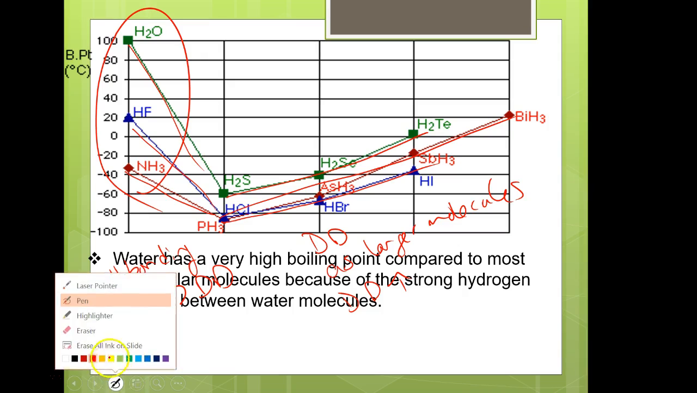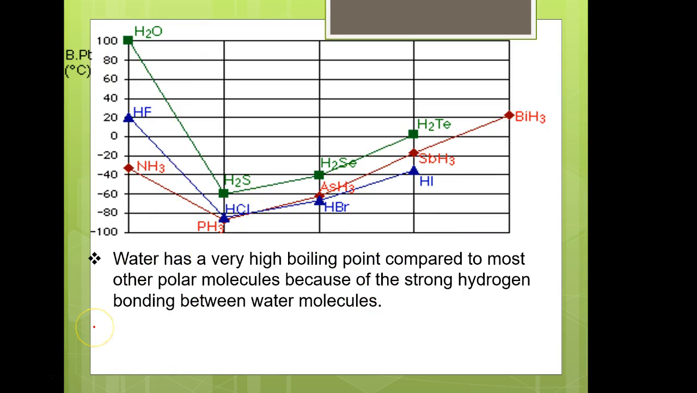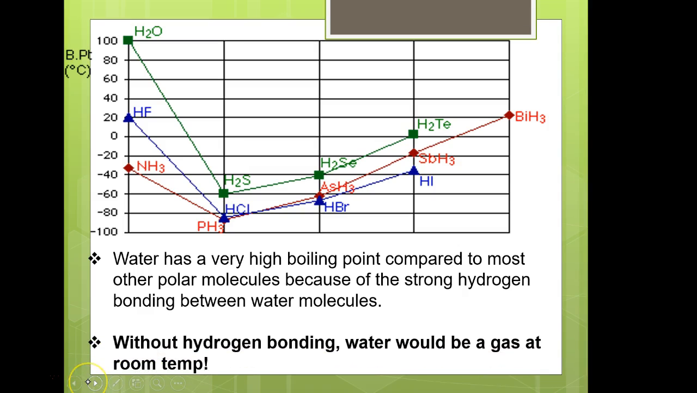Oops, let me erase the ink. So water has a very high boiling point compared to most other polar molecules because it has hydrogen bonding. Same thing for HF and same thing for NH3. Without hydrogen bonding, water would be a gas at room temperature, and life on planet Earth would not exist.